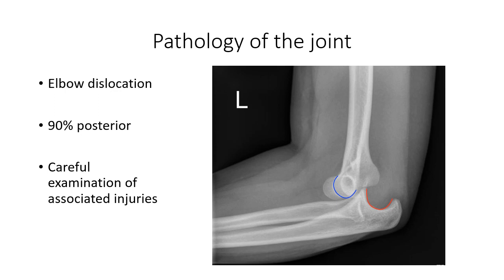Pathology of the joint. Elbow dislocation. 90% of elbow dislocations are posterior elbow dislocations. We have to do a careful examination of the associated injuries, which include bony fractures such as radial head injury or coronoid process injury, and ligament injuries. Injuries of the medial collateral or lateral collateral ligaments of the elbow joint.